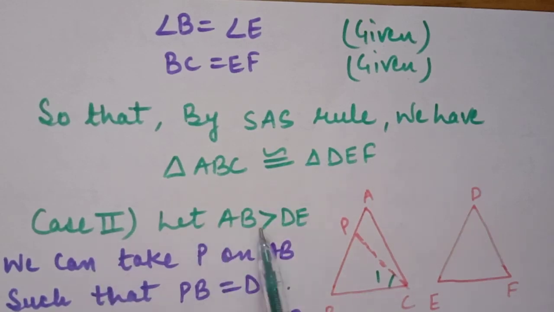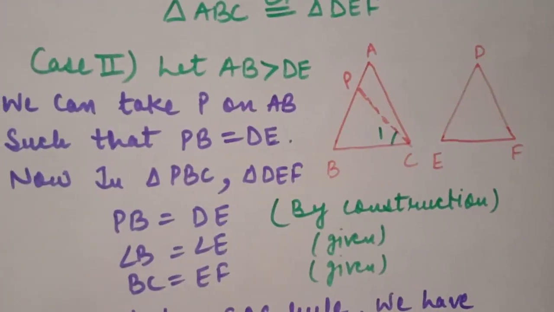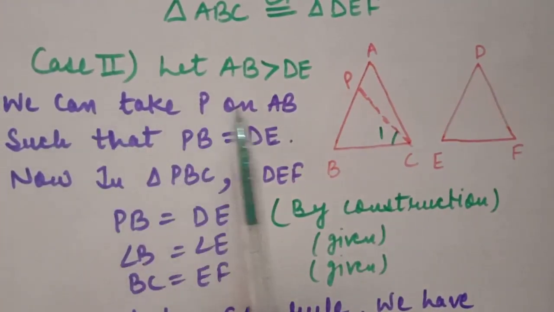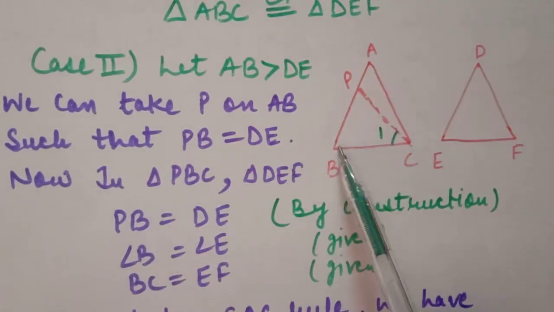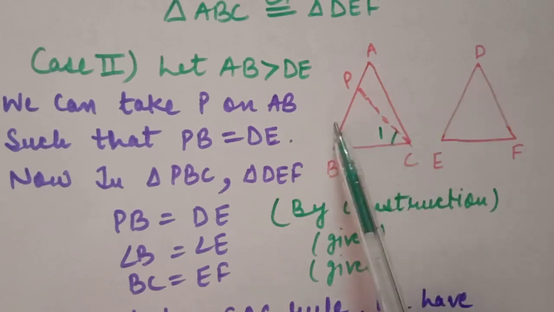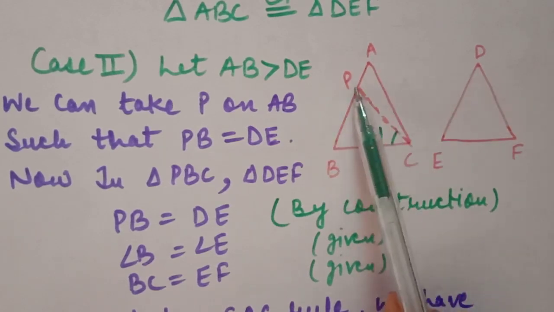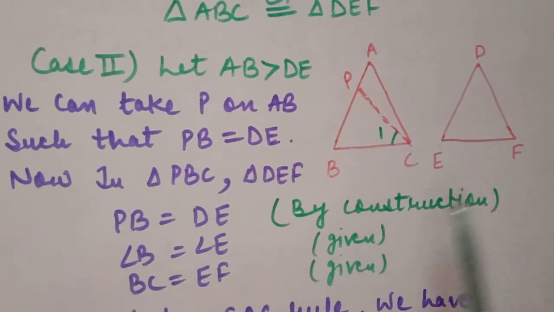Case second, let AB be greater than DE. In case first, they both are equal. Now I am taking AB greater than DE. So what will we do? We can take P on AB, because it is greater than this. So we make these two sides equal to each other. We will take P on AB such that PB and DE are equal to each other.